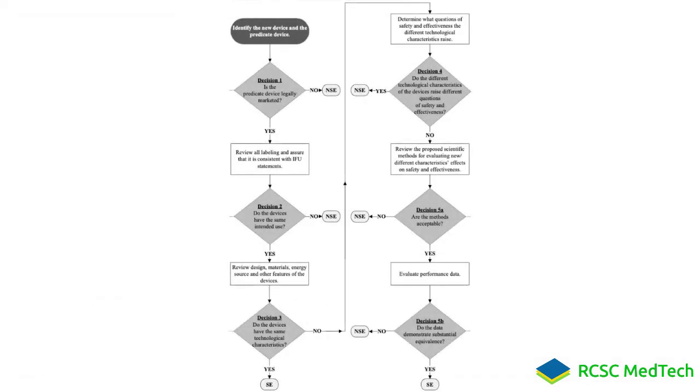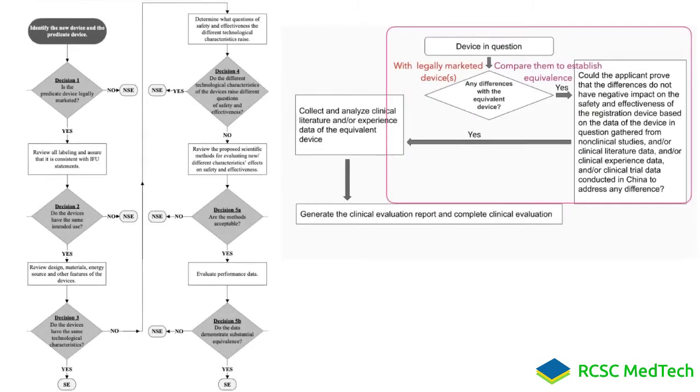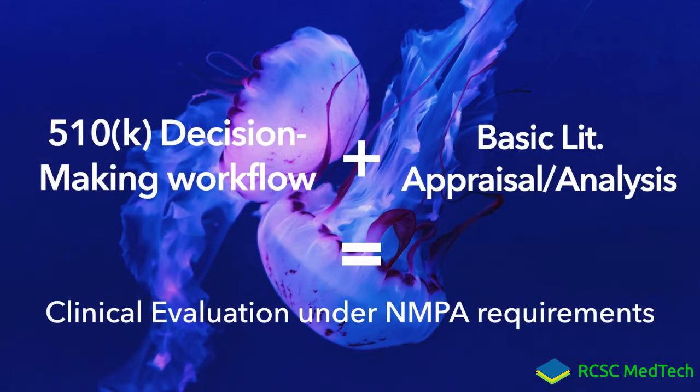Now let's see another workflow, and that is the FDA's 510(k) decision-making flowchart. This workflow is quite similar to the first 3 steps of China CER. In practice, this part is weighted pretty high during the review. However, suppose you have data to support all the differences between the device under application and the equivalent device. In that case, the rest of the report will be much more comfortable, and the reviewer might even ignore the appraisal and analysis part. Now, we can conclude that the clinical evaluation required by NMPA is the combination of something like the FDA's 510(k) decision-making, plus essential literature appraisal and data analysis introduced in MEDDEV 2.7/1 Revision 4.